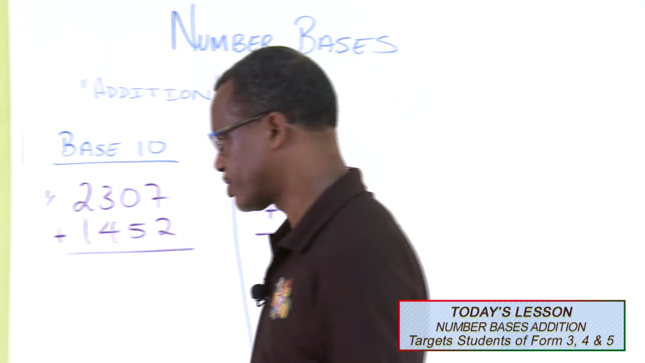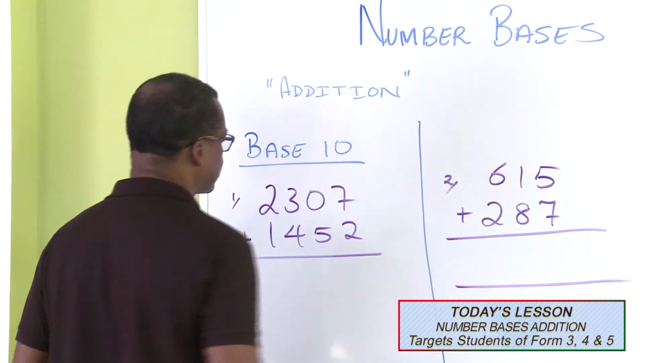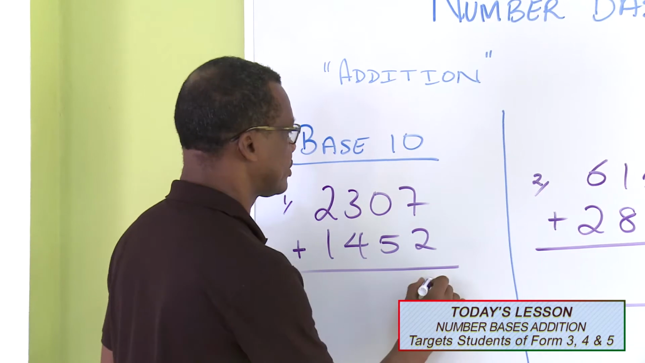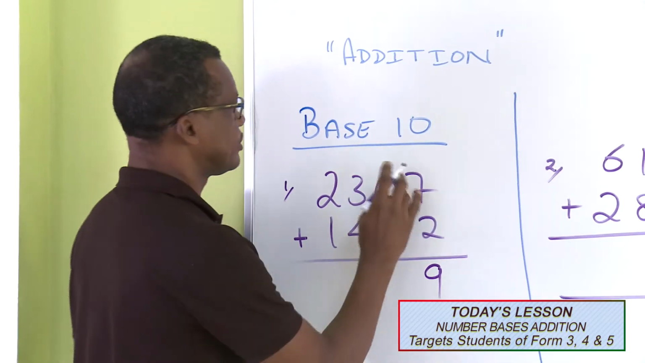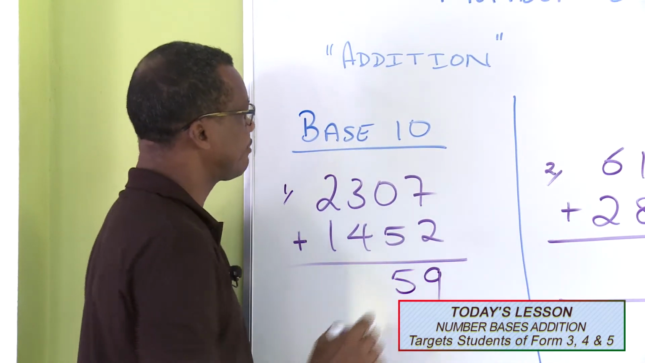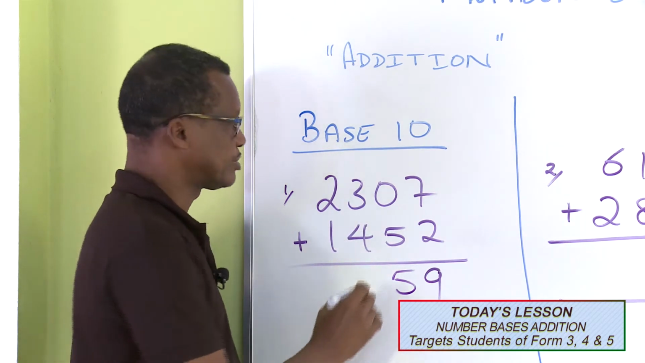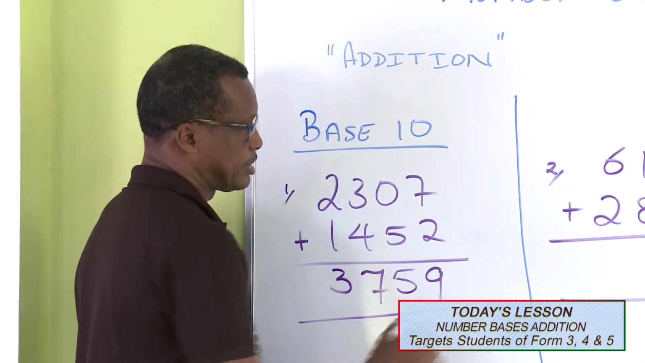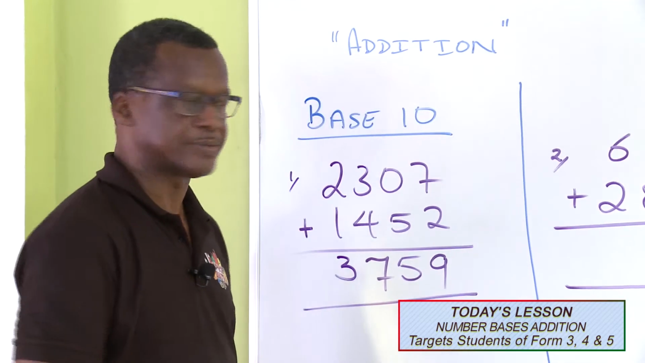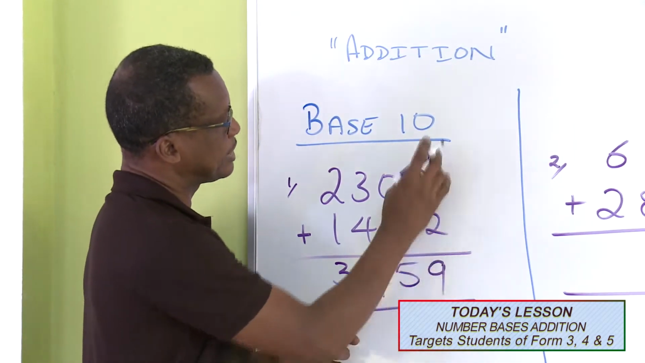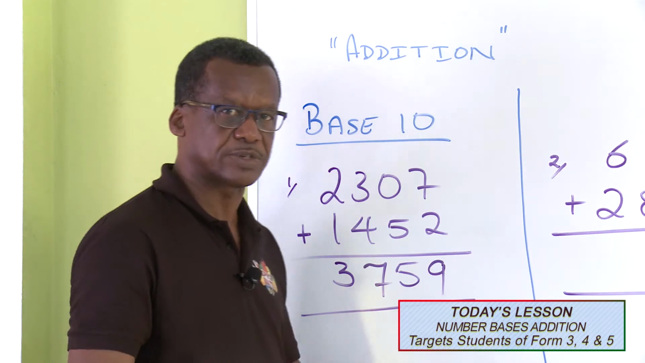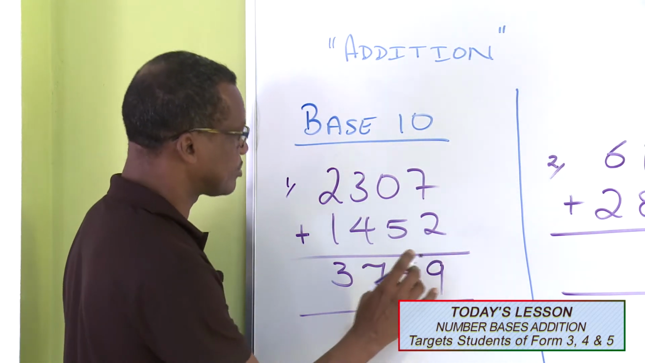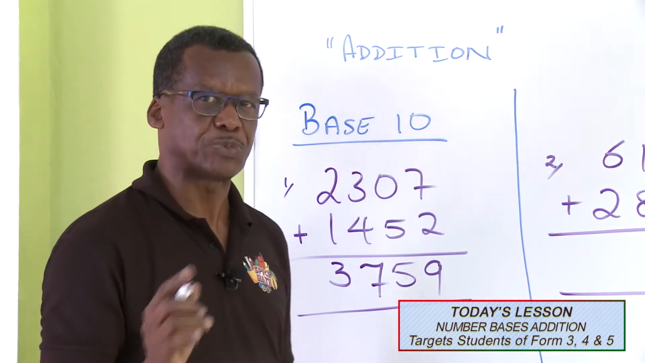Number one, we're adding in base 10, and 7 plus 2 is 9, so we simply write the 9 down. 0 plus 5 is 5, 3 plus 4 is 7, and 2 plus 1 is 3. So in this example, all the numbers we got when we found the sum were less than 10. So we simply wrote them down in their respective places.